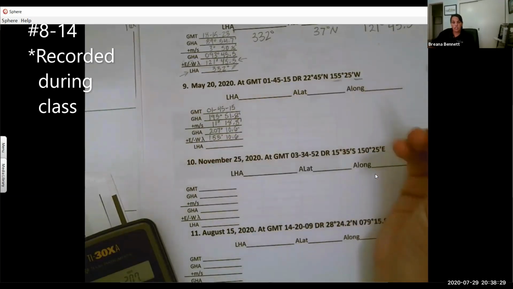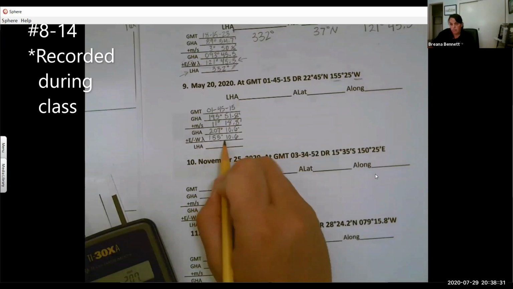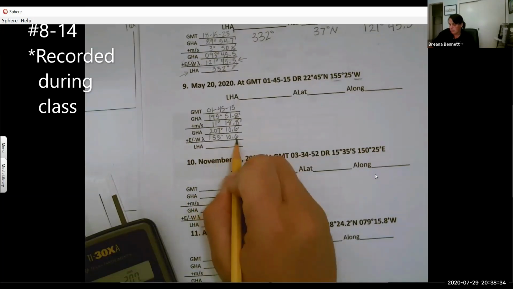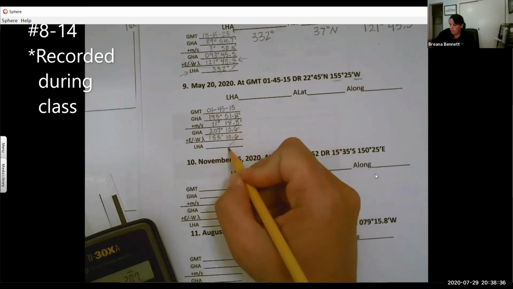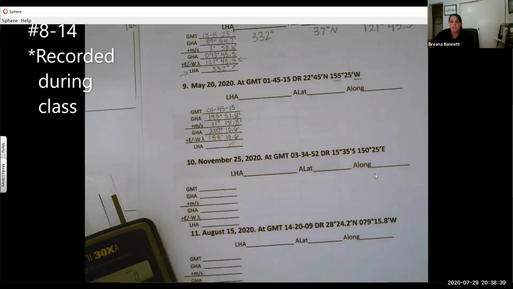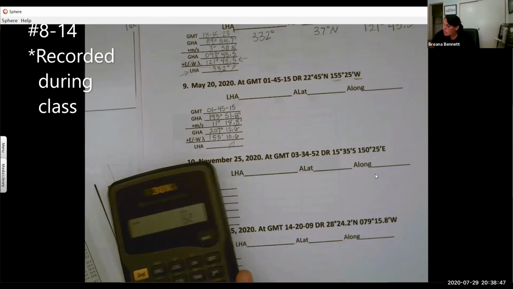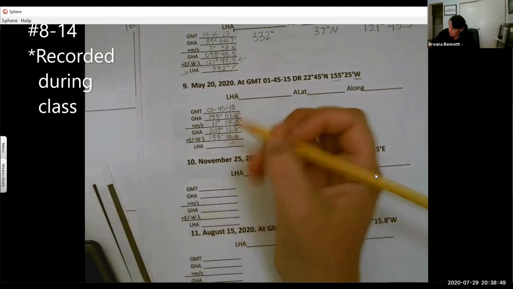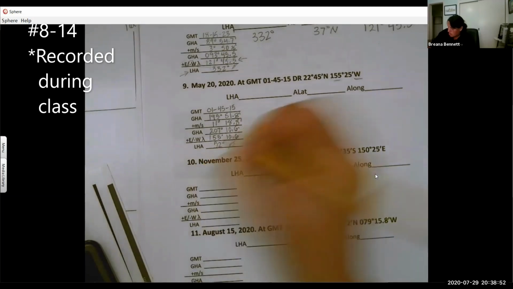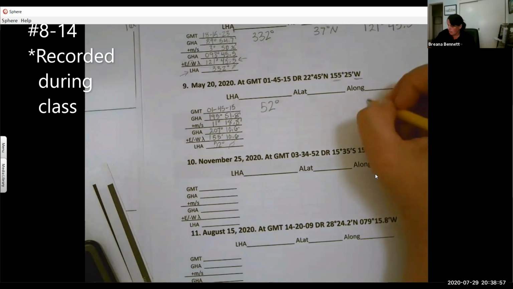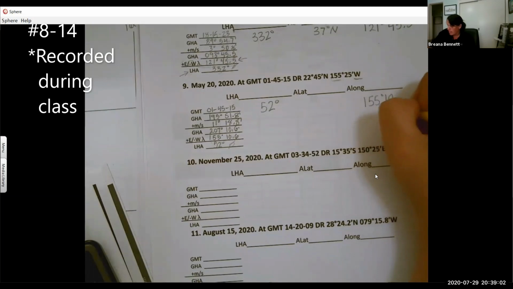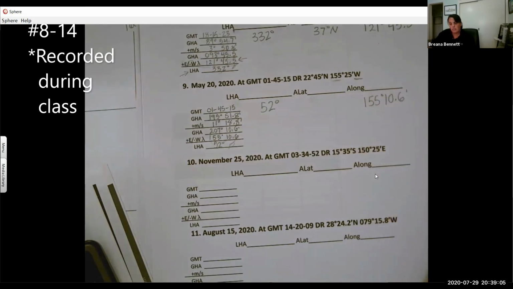So my assumed position is going to be that 155 degrees 10.6 minutes, because this gives me a whole degree. And then to put in this number, I get 207 minus 155 gives me 52. So I have an LHA of 52 degrees. I have a longitude of 155 degrees, 10.6 minutes west.